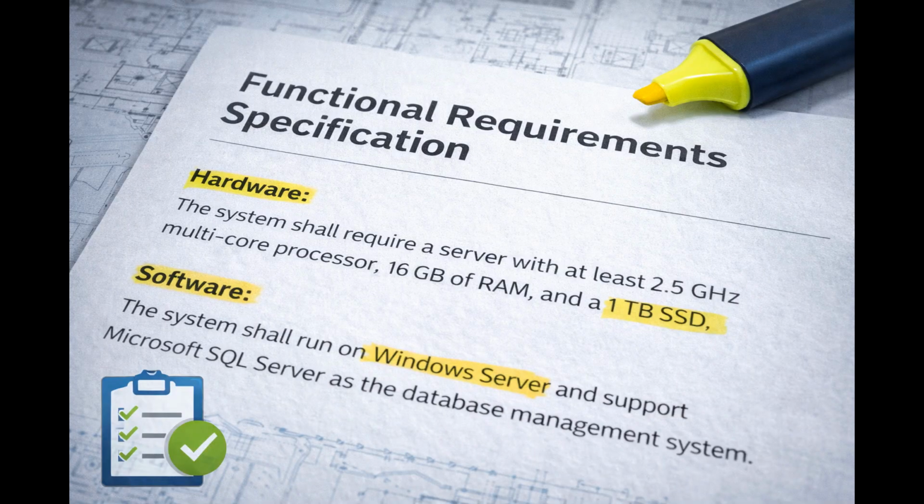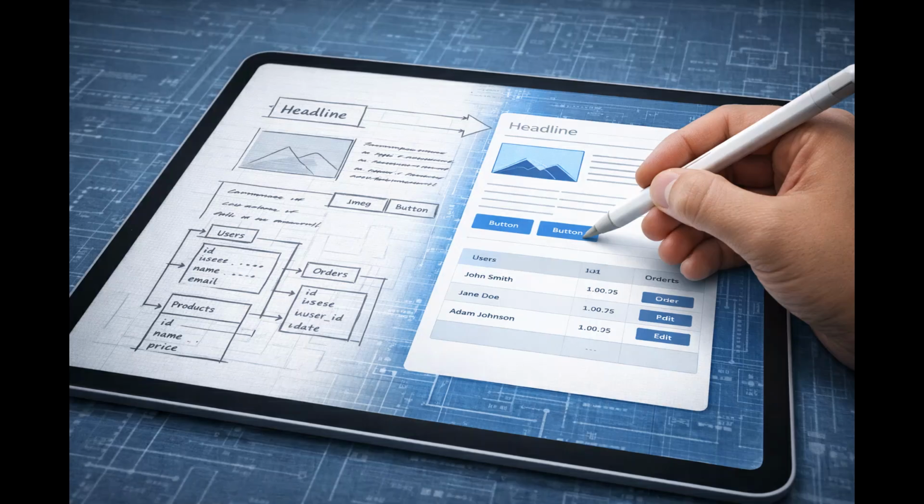Now, moving on to stage 2, design. This is where we take all those findings from the analysis stage and transform them into detailed technical specifications. The design stage defines exactly how the system will function and how it will interact with the users. If analysis was about understanding the problem, design is about planning the solution.